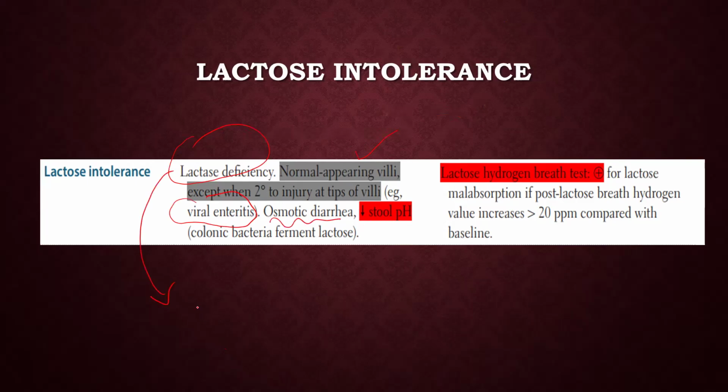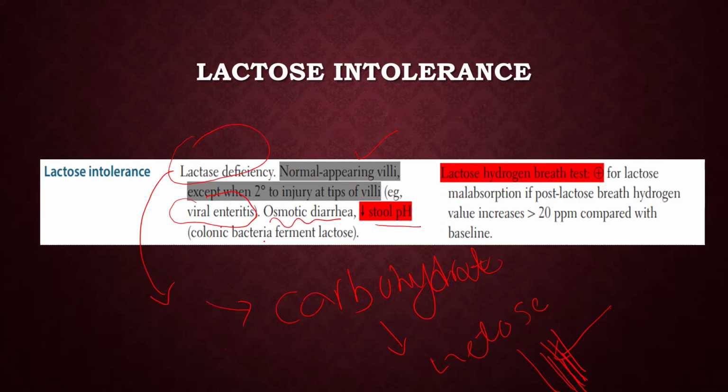Lactase is a carbohydrate-digesting enzyme, right? So if it is not present, it will lead to carbohydrate malabsorption. This lactose remains in the gut and osmotically attracts water, leading to osmotic diarrhea, right? There is also decreased stool pH, because colonic bacteria ferment this lactose, right?